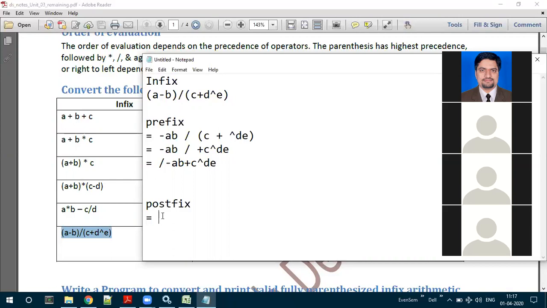Okay. Now, the given expression is A minus B divided by C plus D power E. How do we convert this into a postfix? What is the first step? Who will tell me? Take the precedence first.